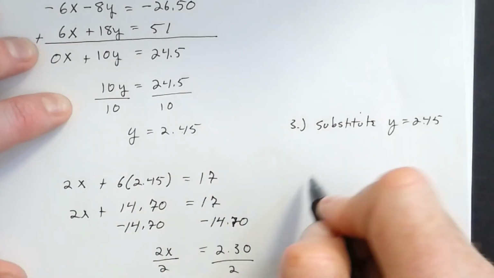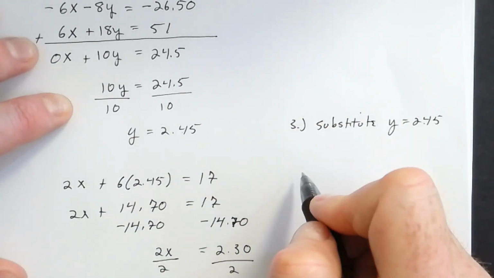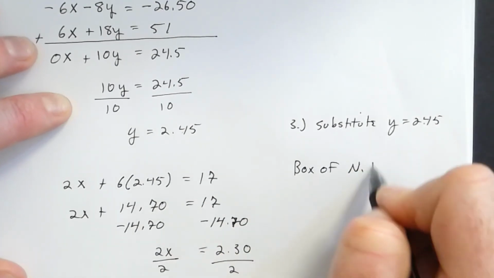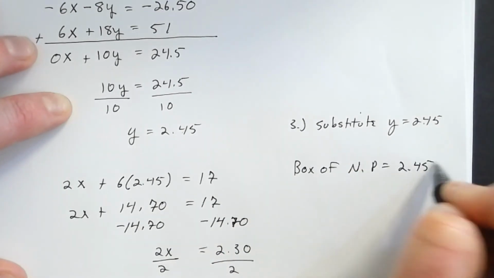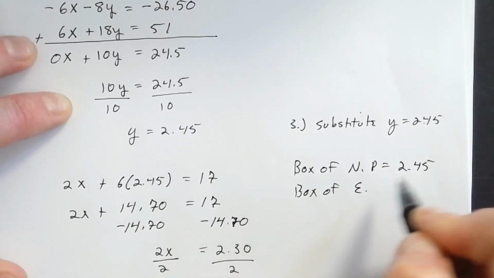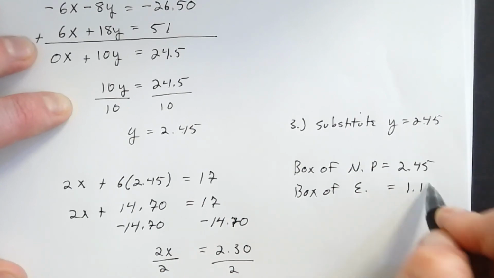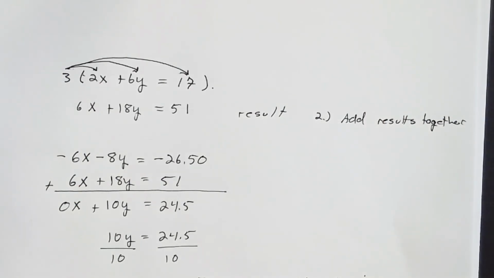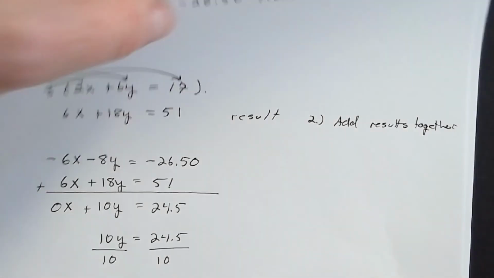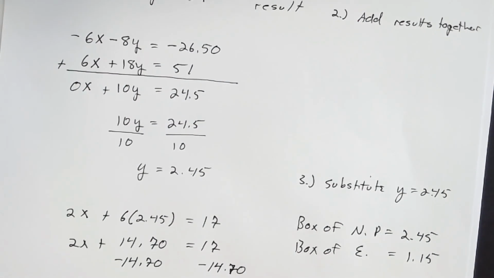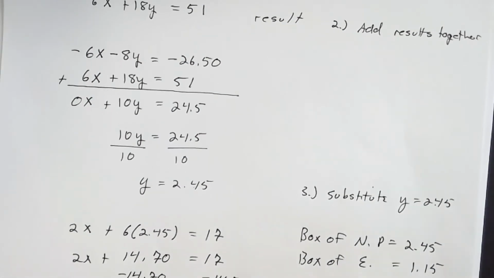So what we have is a box of notebook paper is equal to $2.45. A box of envelopes is equal to $1.15. These are long problems. Hopefully you would only get one of these on your test. You would probably get, maybe if you're going to get anything, a couple more of the number problems. Okay?